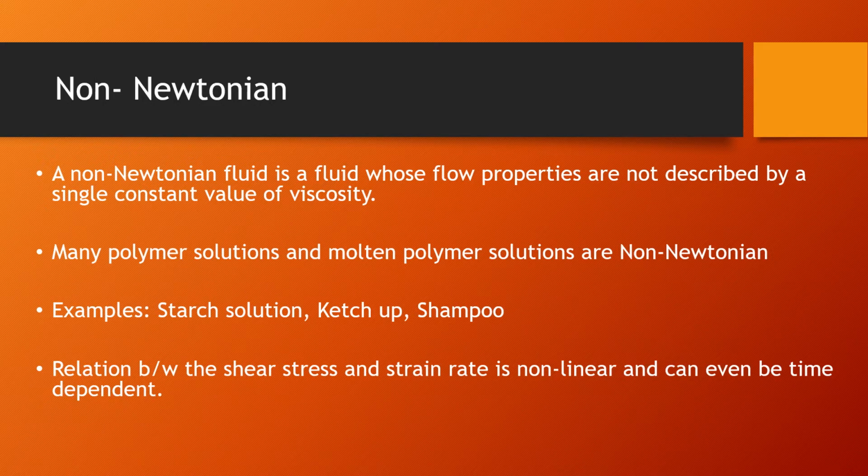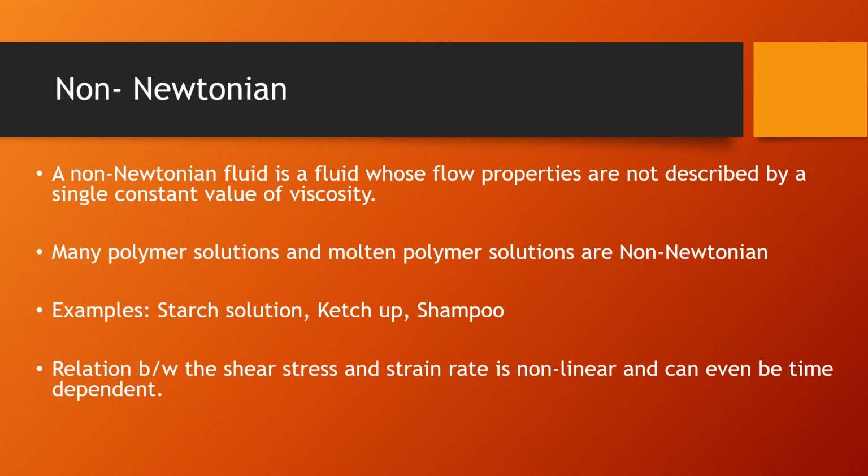Now coming to the non-Newtonian fluids or flow. A non-Newtonian fluid is a fluid whose flow properties are not described by a single constant value of viscosity. So its properties are not defined by viscosity only. There are other factors coming into the picture. Many polymeric solutions and molten polymer solutions are non-Newtonian. Examples: starch solution, ketchup, the sauce you use, ketchup sauce, shampoo.